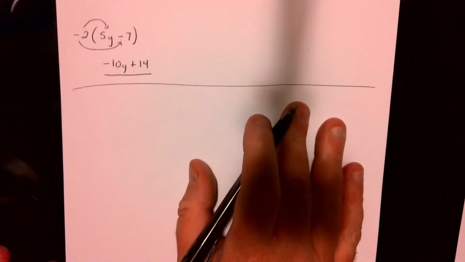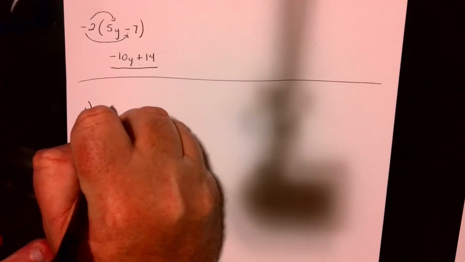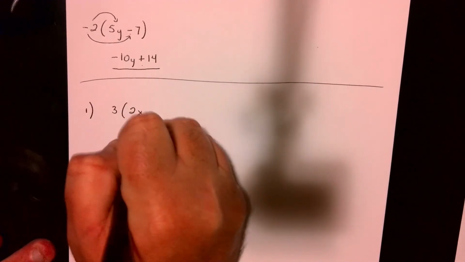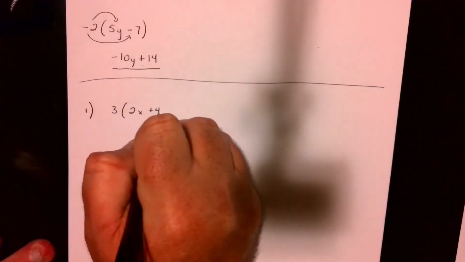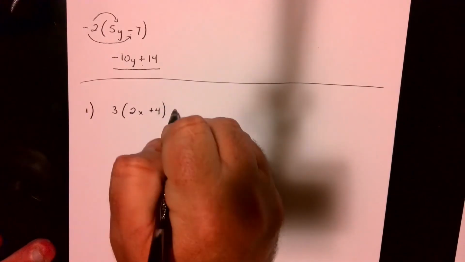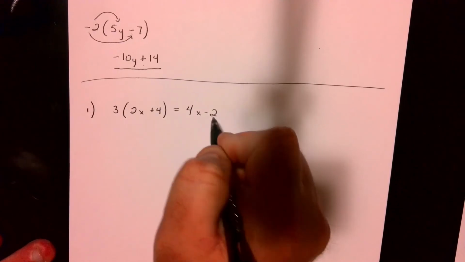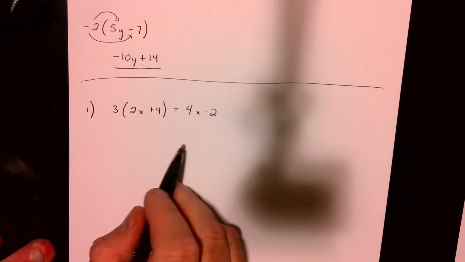That leads into what we're looking at today and what we have been doing with the multi-step equations. So we're going to make these a little bit tougher today. We're going to add to this. If I have the situation, let's say 3, then a parenthesis, 2x plus 4, close parenthesis, equals 4x minus 2. Okay, so here's our problem today.